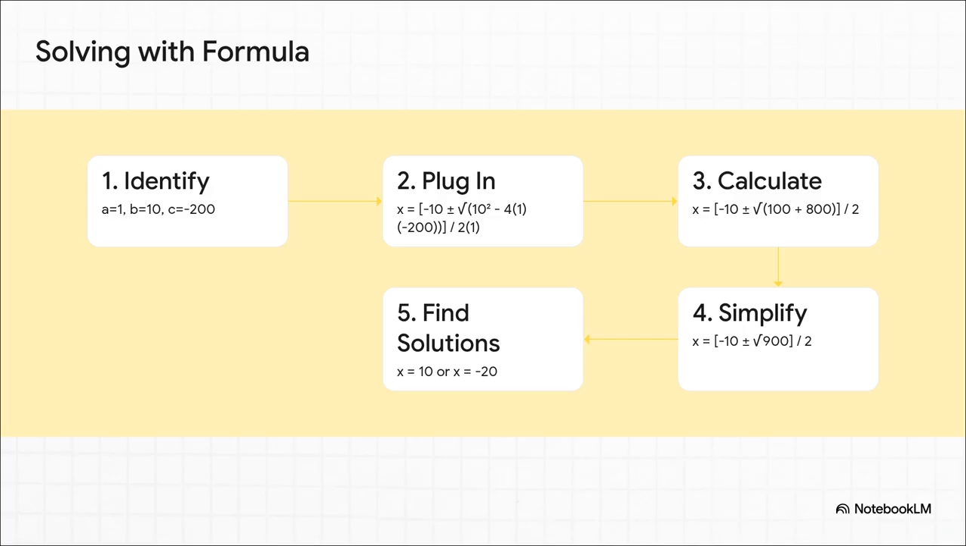10 squared is 100, then we have minus 4 times 1 times negative 200. A negative times a negative is a positive, so that becomes plus 800. That gives us the square root of 900, which is a nice clean 30. And this leaves us with two possible answers for x, 10 and negative 20.